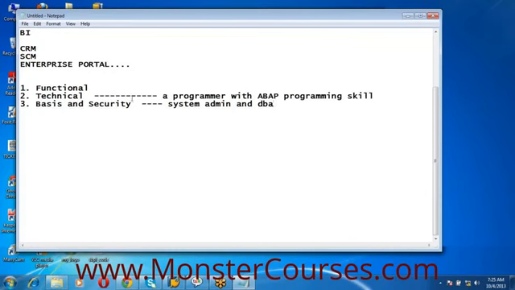Okay, so a technical person is a programmer with ABAP programming skill. A functional person is a business consultant who has a thorough understanding of the business process, both the generic business process as well as the same business process within the SAP environment, and all the key aspects of that business process. Okay, so we are going to focus on the technical skill set.